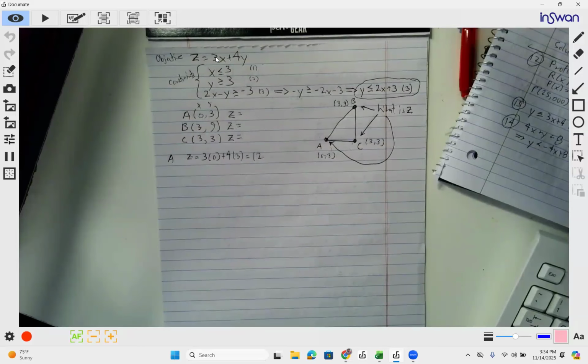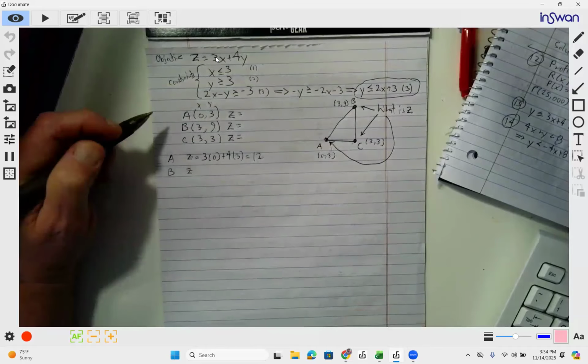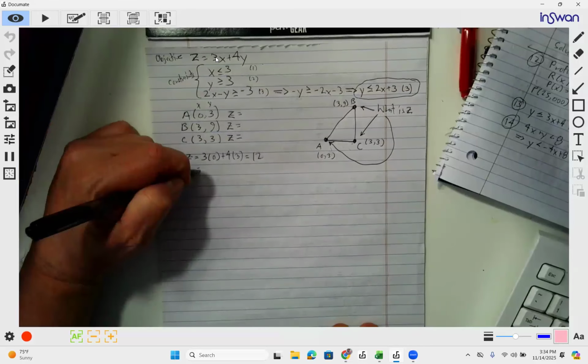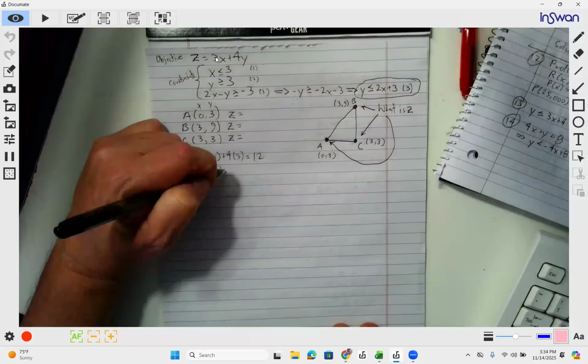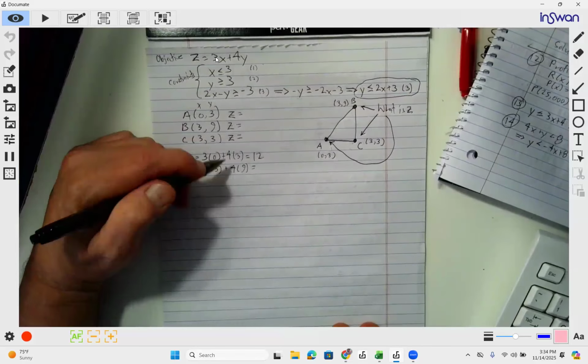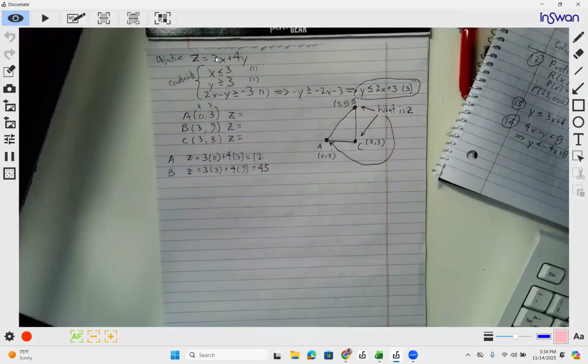Right, and we now just found out that A is 12. So if I plug 0 and 3 into the objective function for X and Y, I get 12. Now let's take a look at B. At B, I've got X equals 3 and Y equals 9. So this would be 3 times 3 plus 4 times 9, which is equal to 9 plus 36, which is equal to 45. You with me? Yes.